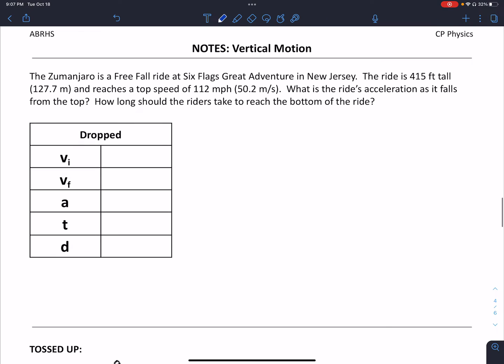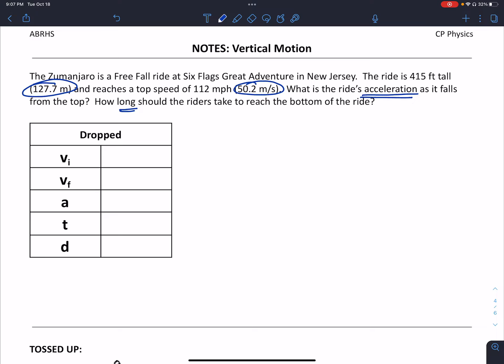So let's look at a problem. Zumanjaro is a free fall ride at Six Flags Great Adventure in New Jersey. The ride is 415 feet tall, which is 127.7 meters, and reaches a top speed of 112 miles per hour or 50.2 meters per second. What is the ride's acceleration as it falls from the top, and how long should the riders take to reach the bottom of the ride?